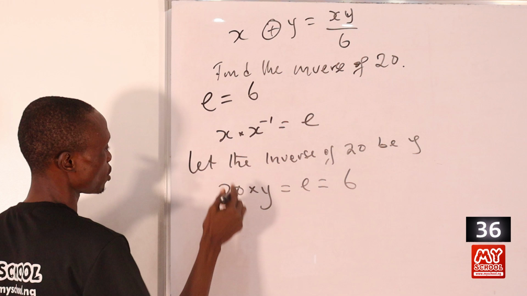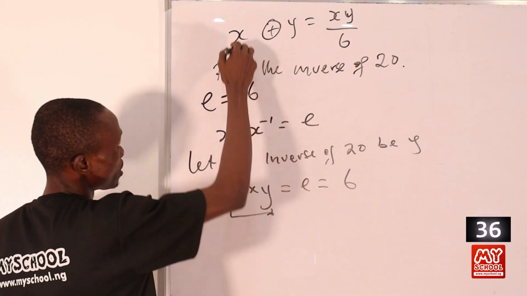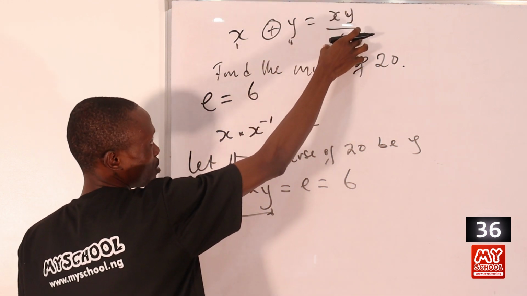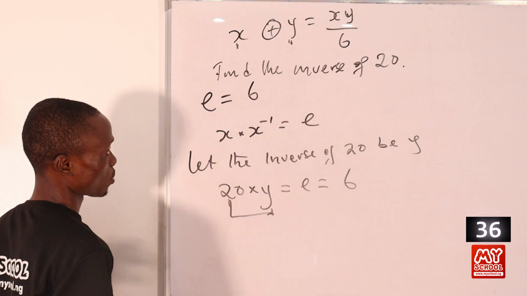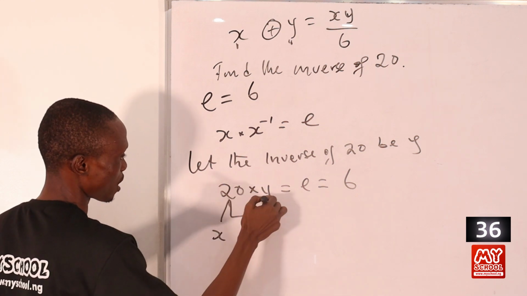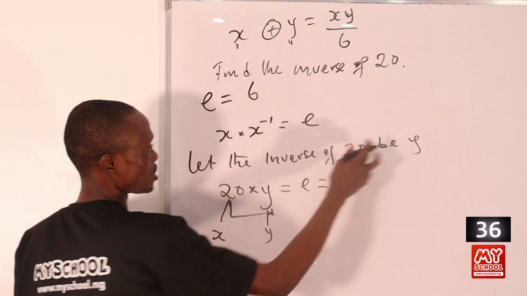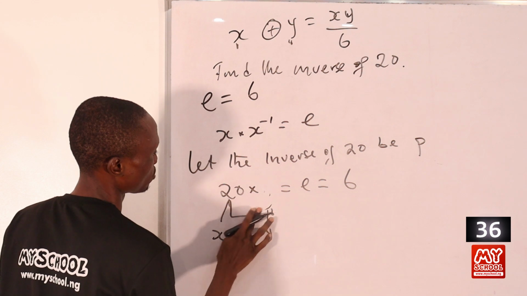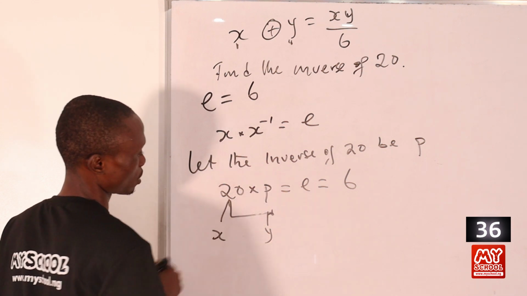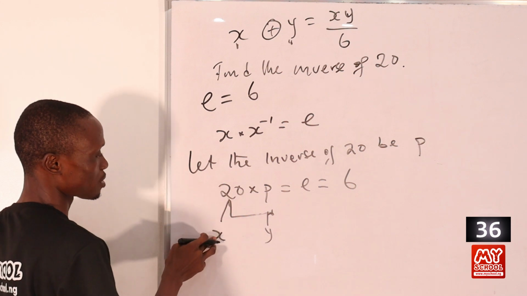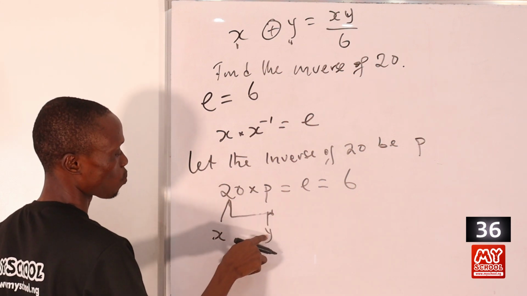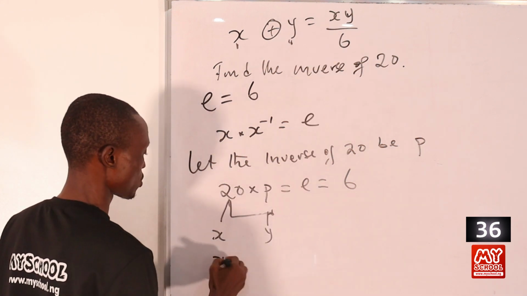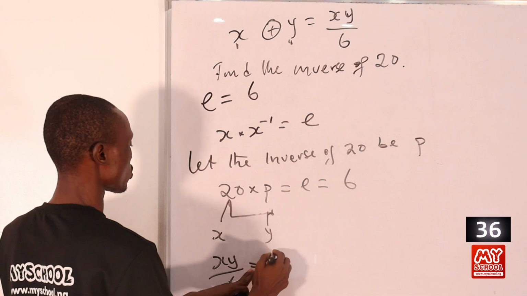So what we simply do is use these values to replace the x and y that are given to us, and we substitute them into this fraction and equate it to 6. Here we are saying this is our x and this is our y. So let's change it to another letter, let's use p, so that we will not be mistaken. So our x is equal to 20 and our y is equal to p. So we have to substitute this into xy all over 6, and this will be equal to 6.